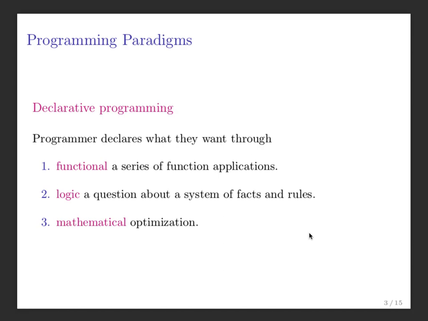So declarative programming is a totally different way of thinking than imperative programming. I said in imperative programming, you tell the computer what to do. In declarative programming, you ask the computer for something, right? A good example of a declarative programming language is a database. You're not telling the computer what to do.